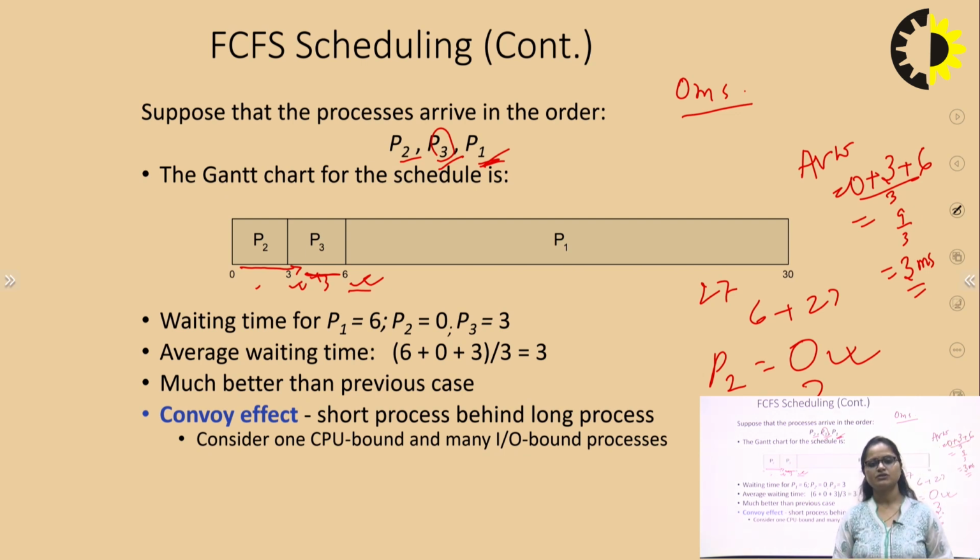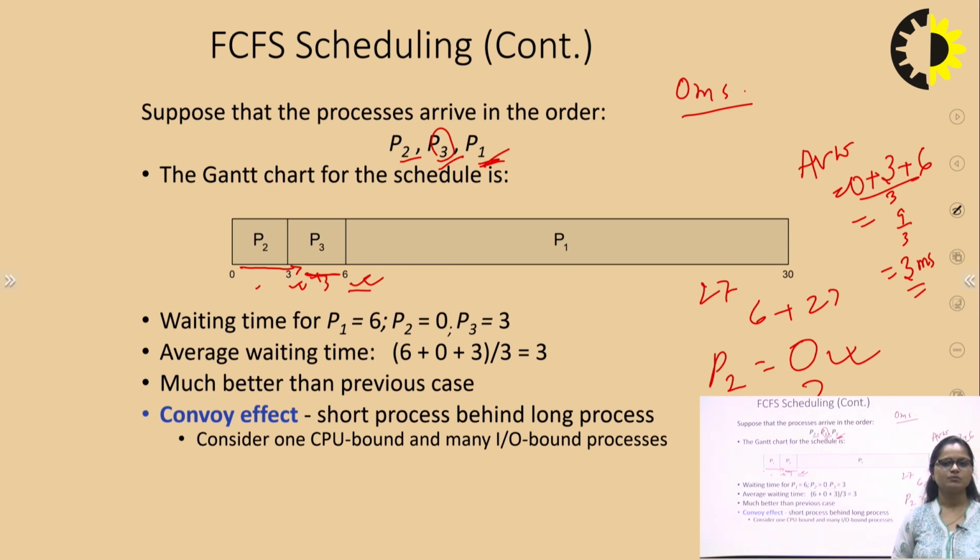But in first come first serve, we only see who arrives first, and we give the CPU to the first one. Just because of that, many times the average waiting time will be very large. So this is the problem of first come first serve, and this problem is known as the convoy effect, where a short process is behind a long process. The short process will wait a long time for the CPU, and the CPU is already acquired by the long process.